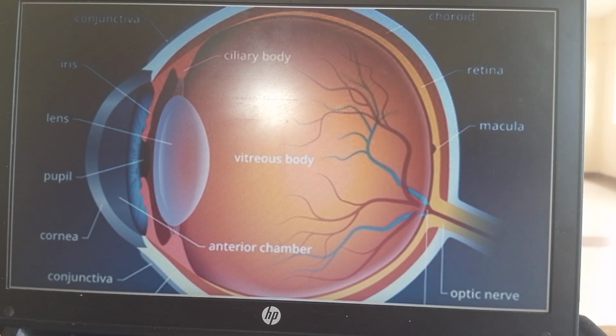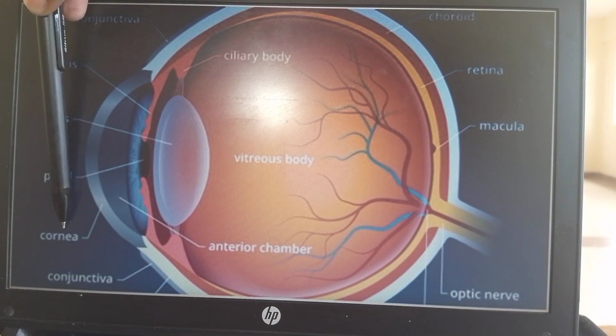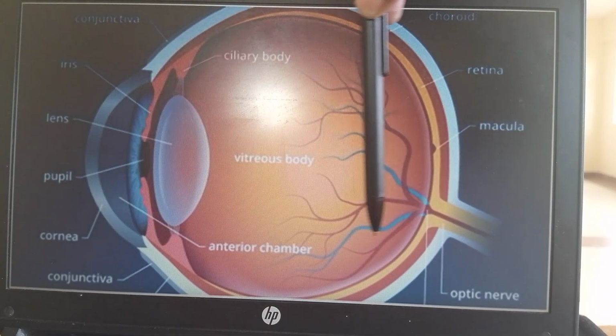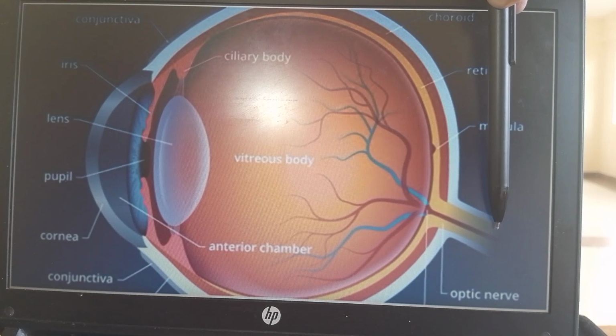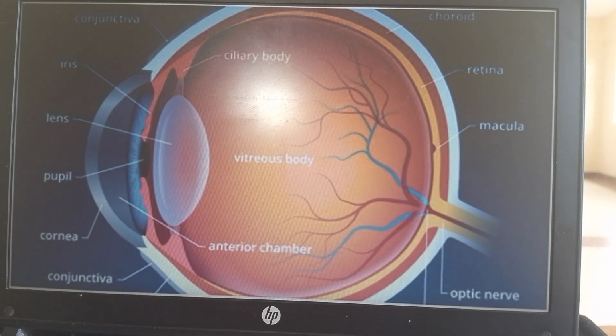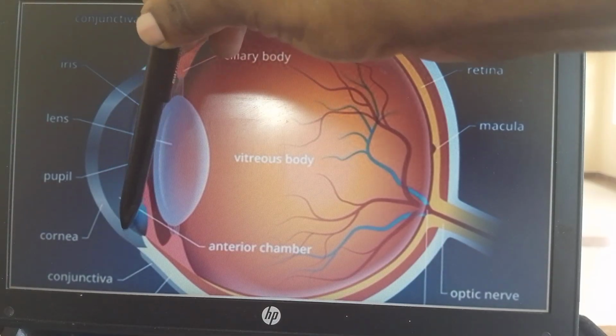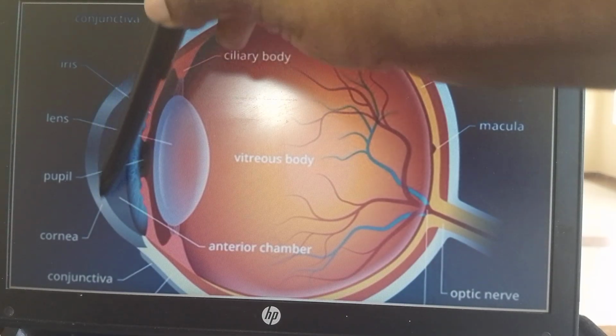So we shall try to review these structures from anterior aspect towards the posterior aspect. Starting from this point, what you are seeing here is the structure we refer to as the cornea.